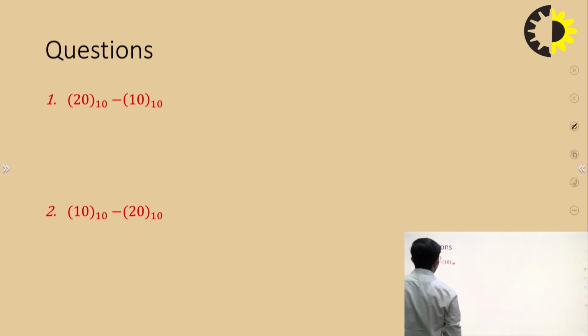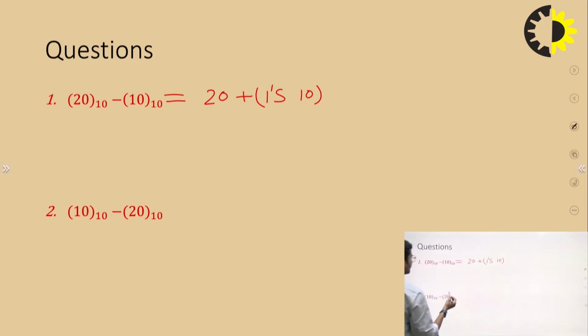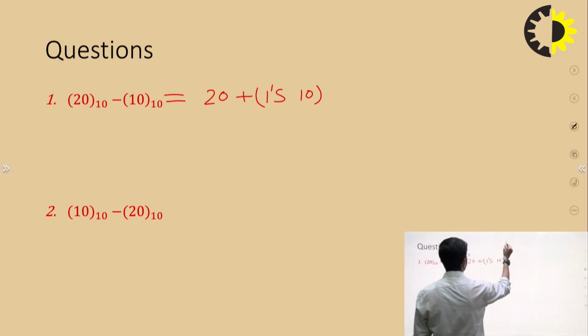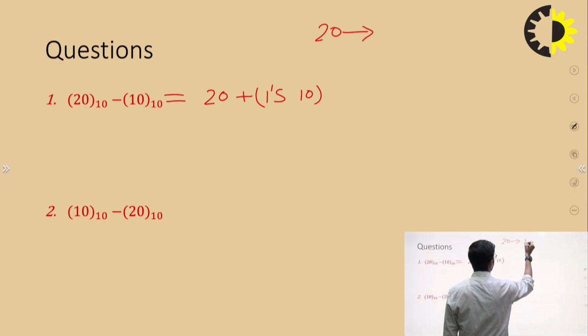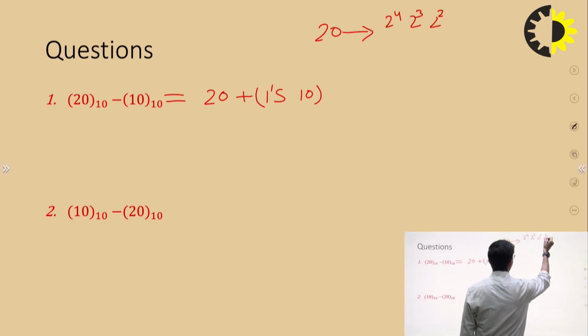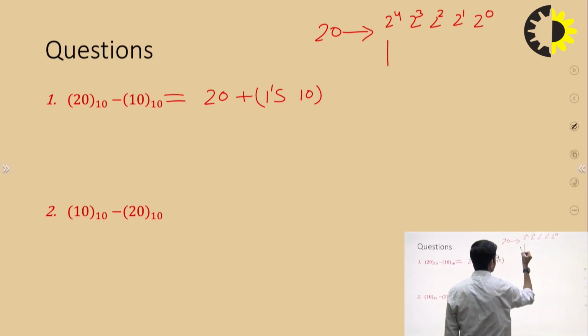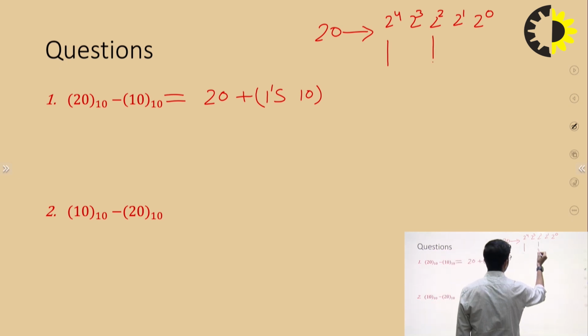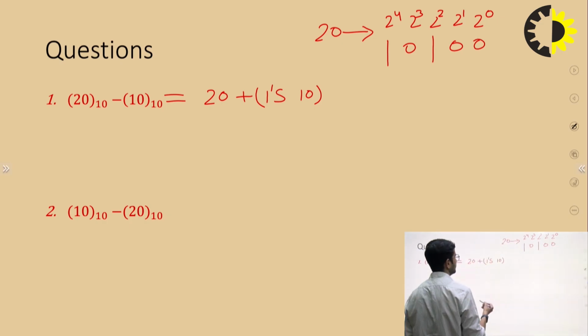So for example, 20 minus 10. I can write it like 20 plus ones complement of 10 if we are using the ones complement form. So the binary of 20 is: 2 to the power 4, 2 to the power of 3, 2 to the power of 2, 2 to the power of 1, 2 to the power of 0. 2 to the power 4 is 16, so 1 should be here. 2 to the power 2 is 4, so 1 should be here, rest of the bits should be 0. So this is the binary of 20: 1 0 1 0 0.